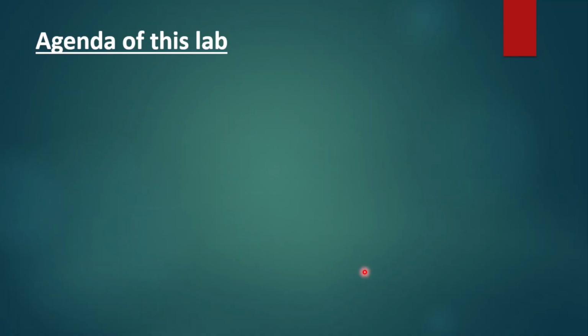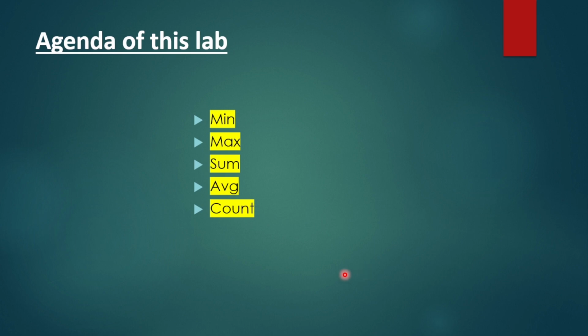So in this lab, what we are going to see is min, max, sum, average, and count. These all are aggregate functions. There are a lot of types of aggregate functions, but these five are the most commonly and frequently used. Now we are going to see what these aggregate functions do.